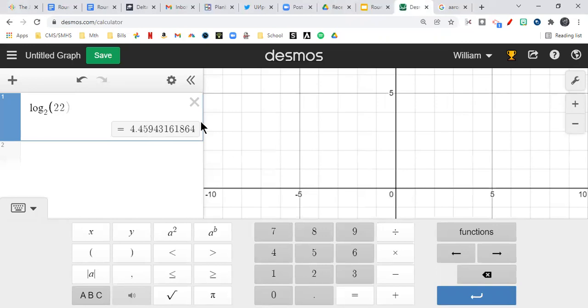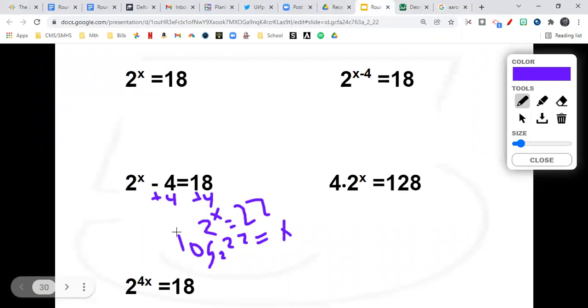4.5 would be our answer then. Okay. So, but the key point is that before I put it in log form, I have to get an exponential expression by itself, meaning something with an exponent that's by itself, not this other extra stuff. All right. So then we've got this guy here.